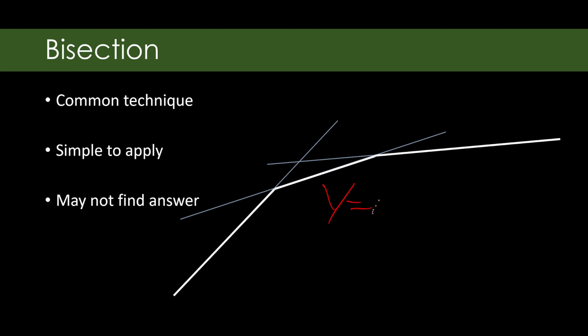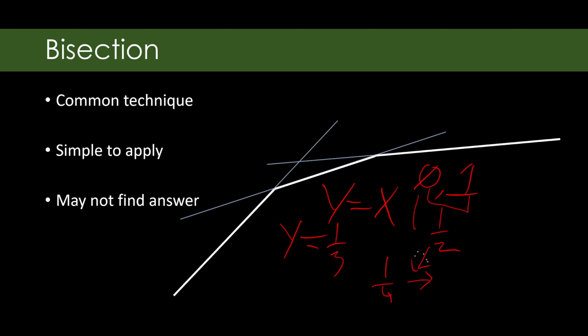So let's look at y equals x, and we start with 0 and 1 as our endpoints. And we want to know when y equals 1/3. Obviously x equals 1/3, but if we did it, we'd go, okay, we'll look at 1/2. 1/2's bigger than 1/3. Okay, let's try 1/4. 1/4 is smaller than 1/3. Okay, 1/2 plus 1/4 is 3/4 divided by 2. Let's go try 3/8. We're never going to get to 1/3 because 1/3 cannot be written this way. But we can do a little better.